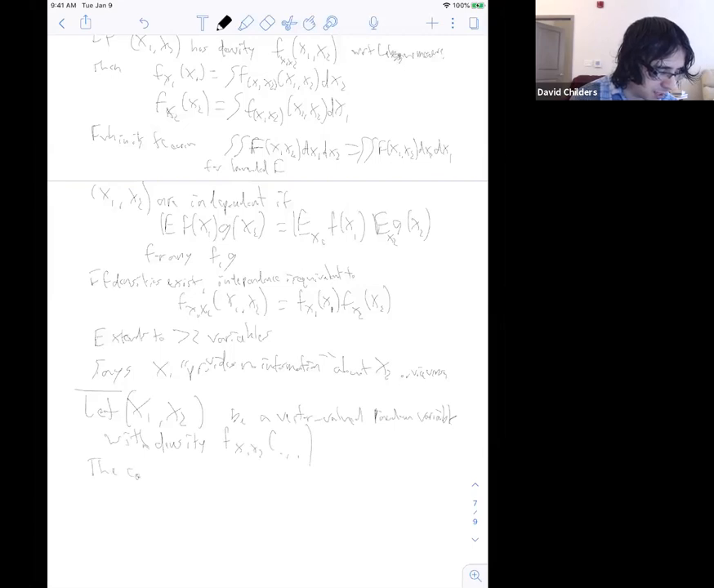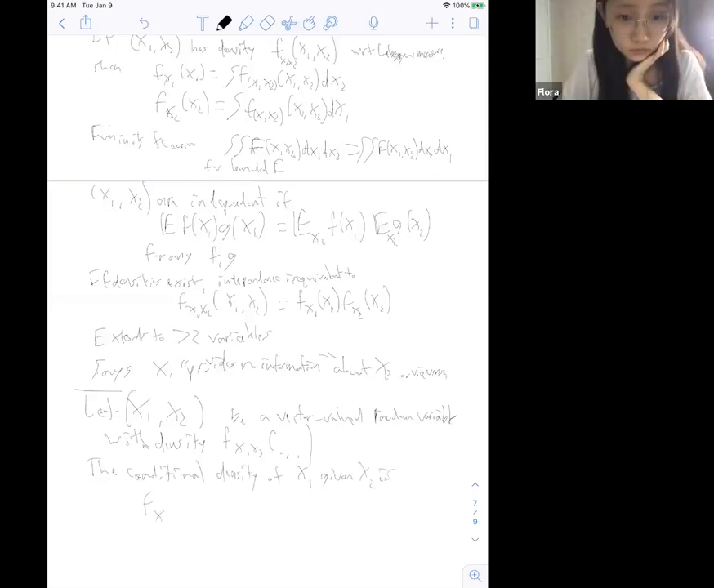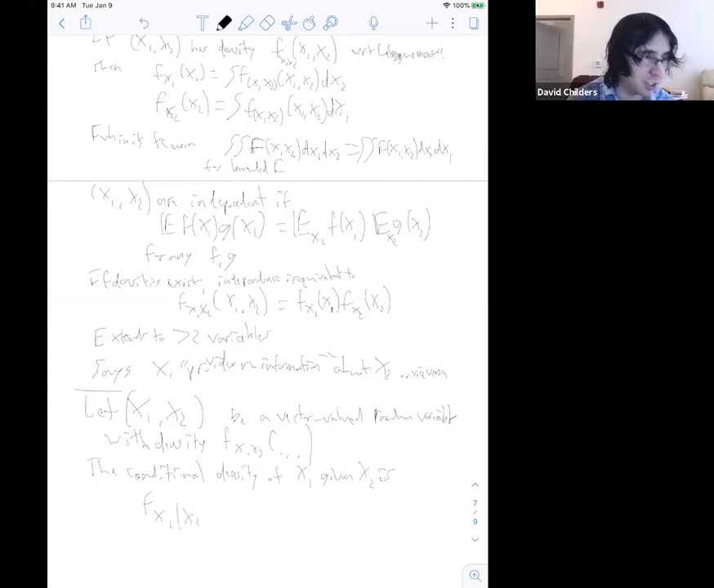Then the conditional density of x1 given x2 is, we'll denote this with a bar for conditioning, f of x1 bar x2 of x1 bar x2 is equal to f of x1, x2, the joint density, divided by the marginal density of x2, when this exists.